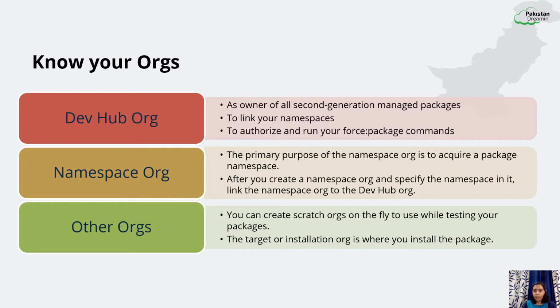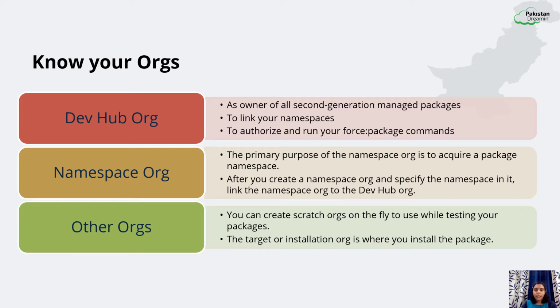Let's see the different types of orgs that we need to create second generation managed packages. First one is a DevHub org. DevHub org will act as the owner for all the second generation managed packages that we create. This is also used for linking the namespaces. Also, we need this org's credentials to run force package commands.